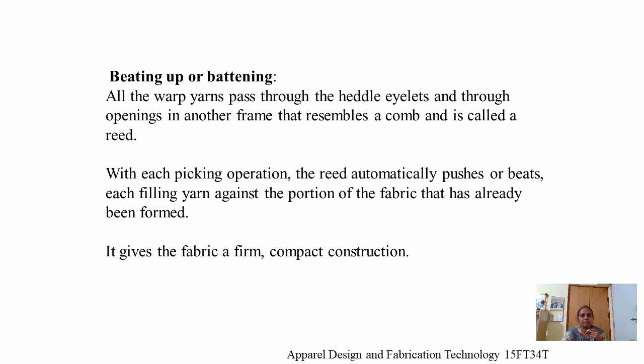All the warp yarns pass through the heddle eyelets and through the openings in another frame that resembles a comb and is called a reed. That is, the beating process is done with the help of the reed. What is the reed? The reed is the part of the loom which is used for beating up or battening. With each picking operation, the reed automatically pushes or beats each filling yarn against the portion of the fabric that has already been formed. It gives the fabric a firm, compact construction.